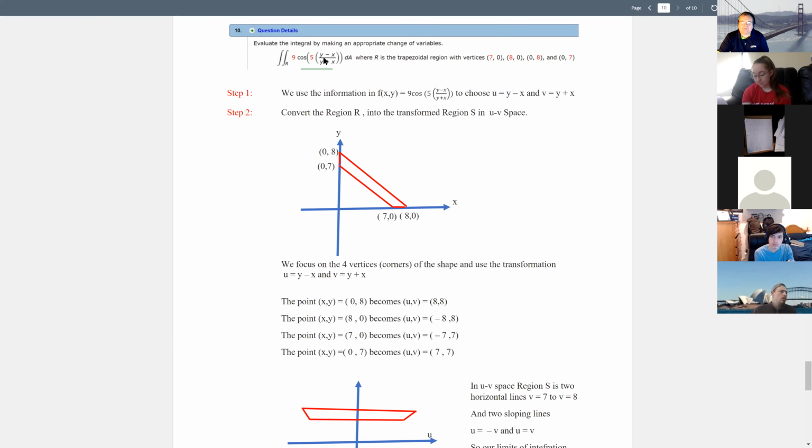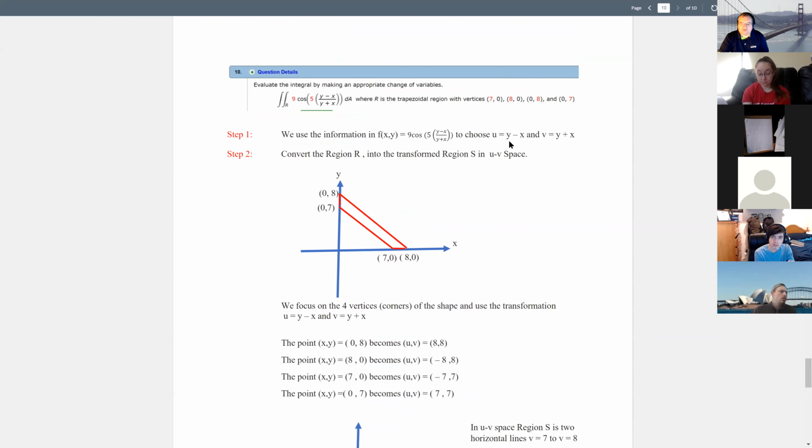But y minus x over y plus x, they're the only two guys in town. So I'm going to make u y minus x. I'm going to make v y plus x. Does that seem a reasonable assumption if there's nothing else to play with? Legit. That's the two guys I'm going to use. Now, this is what the region looks like. That's what those 4 points make, some kind of weird trapezoid, I should say. That guy.